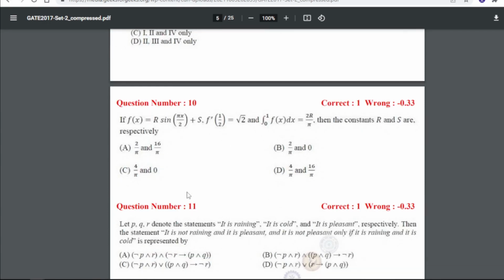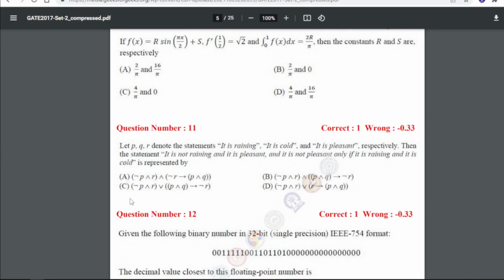Now question number 10 is if f(x) equals r sin(pi x by 2) plus s, and f bar of 1 by 2 equals root 2 in this expression, then the constants r and s are respectively. So for 10 our answer is C, that is 4 by pi and 0.